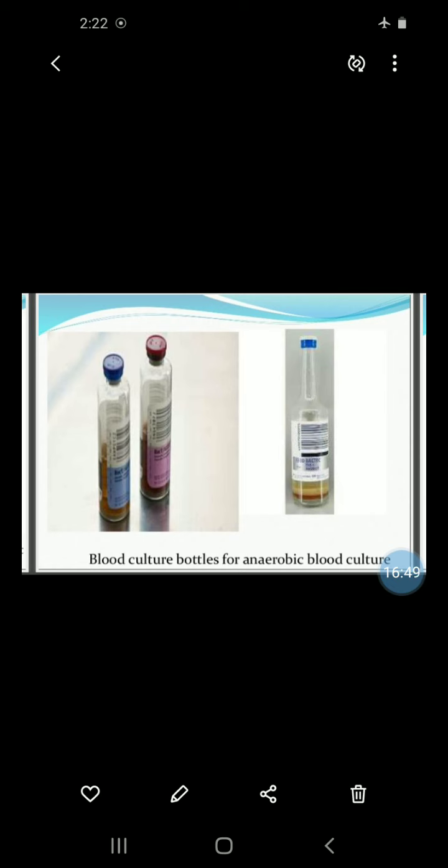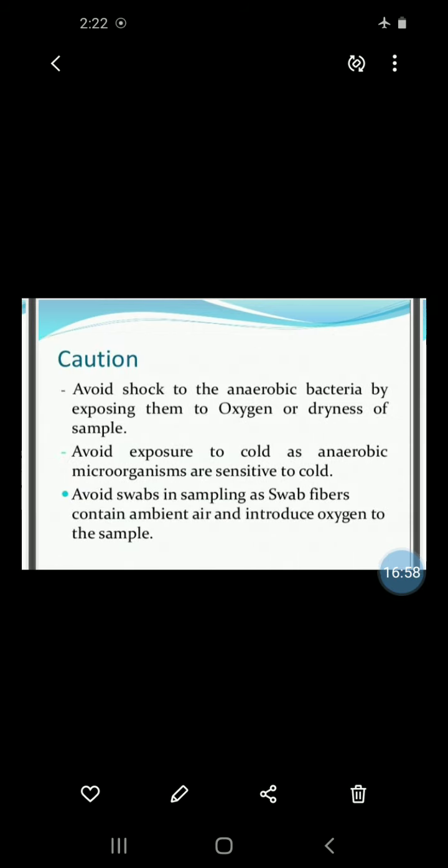Yes, these are the blood culture bottles for anaerobic blood cultures. Then what is the precaution? First, avoid shock to the anaerobic bacteria by exposing them to oxygen or dryness of the sample. Second, avoid exposure to the cold, as anaerobic microorganisms are sensitive to the cold.